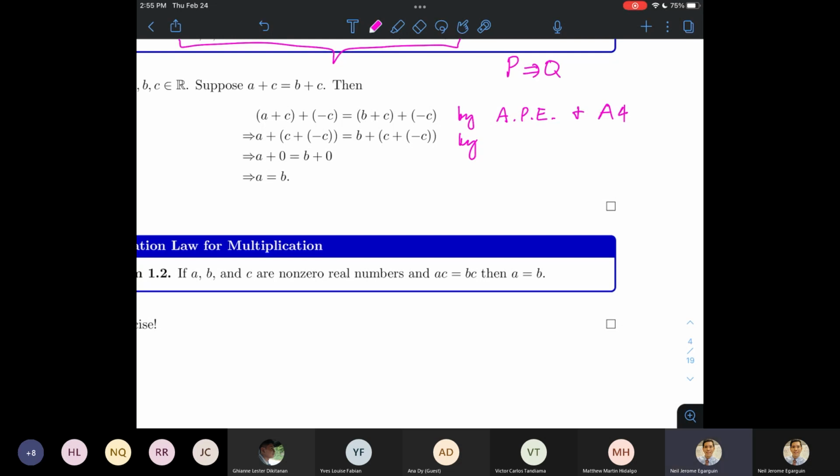Okay, yeah, Matthew and Charles are correct. That's associativity. So you can put associativity of addition, okay? Or you can say it's A2. A2 yata yung pangalan niya. But you don't need to memorize those numbers. You can just give me a title or a description of the property.